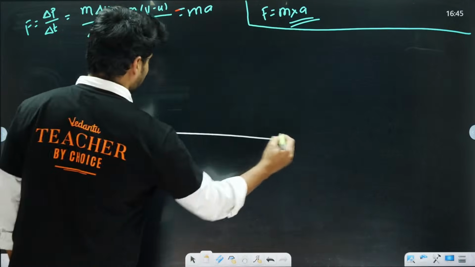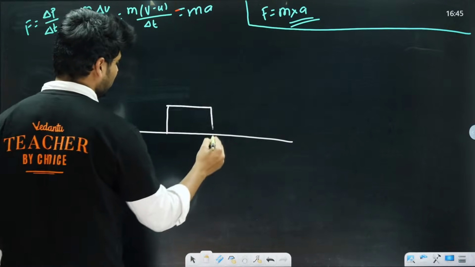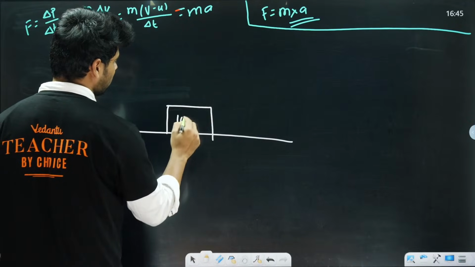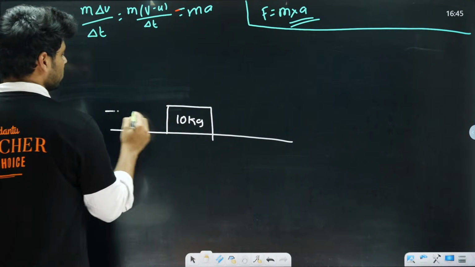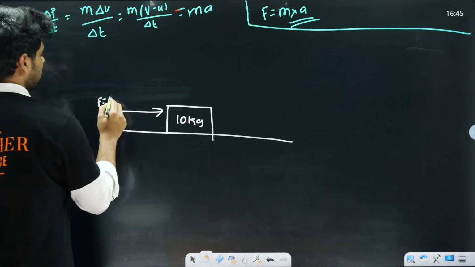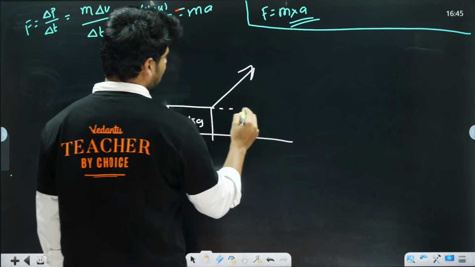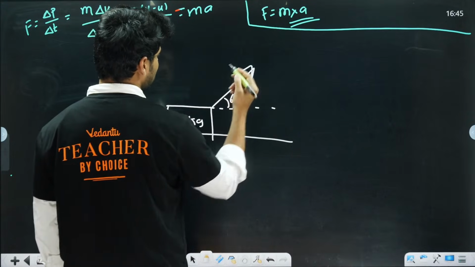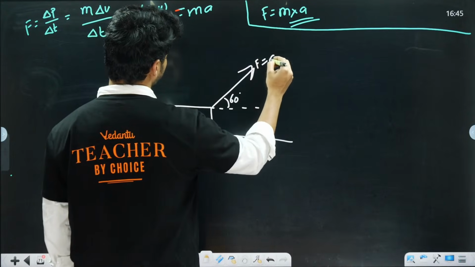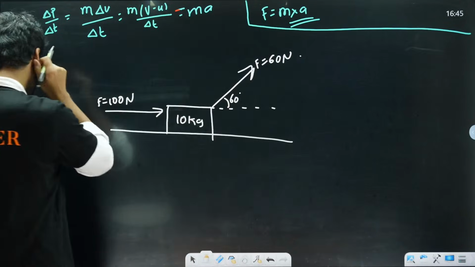Let us see an example. A 10 kg block is there. I am applying a force F equals 100 Newton. Another force is there at an angle of 60 degrees, and this force is 60 Newton. Tell me the acceleration of the object.